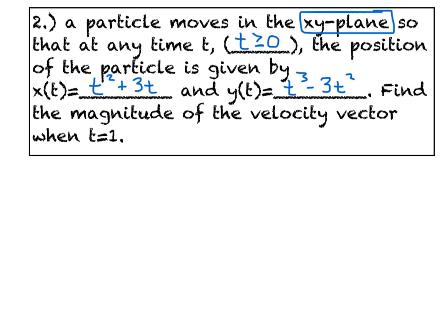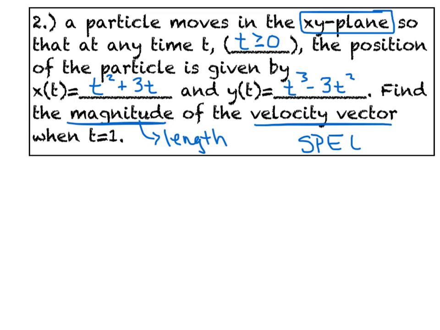What they want here is the magnitude. Anytime you see the word magnitude, I want you to think of the word length. Length of that velocity vector when t equals 1. Now basically, I could delete that last sentence and basically go find speed at t equals 1. Okay, that's all they're asking for. When they say the magnitude of the velocity vector, all they're referring to is speed.